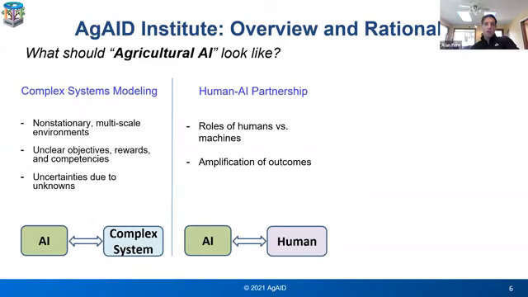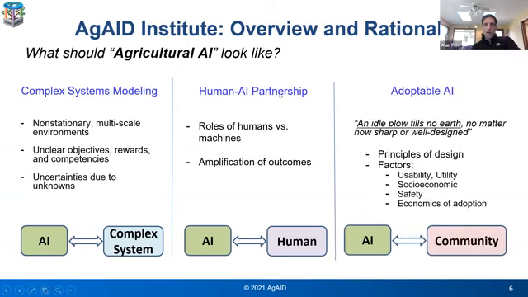This is a key part of our institute, in fact, and we have human-robot interaction experts, human-computer interaction experts for this specific purpose, because if you don't get this right, it really doesn't matter what the AI is. You have to get this partnership right.